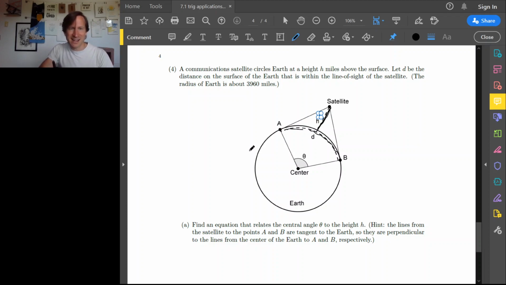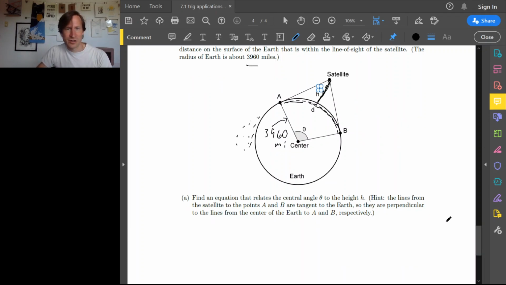I guess the satellite can't see these points over here because the Earth is sort of shading or blocking the line of sight from the satellite. Okay, and the radius of the Earth is, as usual, 3,960 miles. So I guess that's this distance right here, 3,960 miles. Okay, so part A. Always trouble when there's multiple parts. Find an equation that relates the central angle to the height.